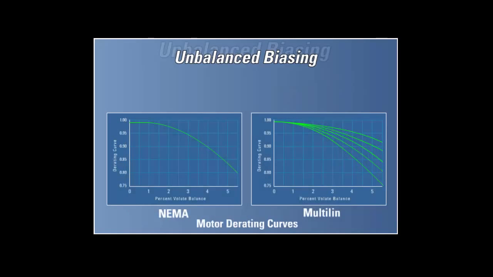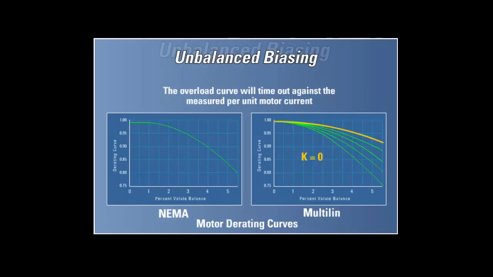Based on this assumption, the graph on the right illustrates the amount of motor derating for different values of K entered for the set point unbalance bias K factor. Note that the curve created when K equals 8 is almost identical to the NEMA derating curve. If a K value of 0 is entered, the unbalance biasing is defeated and the overload curve will time out against the measured per unit motor current.